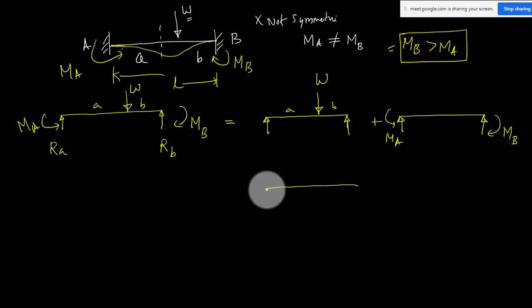Now we can draw the moment diagram for the simply supported beam with a load not at the center. What is the moment diagram? It is going to be like this. Maximum moment will come at the point of concentrated load. If we have a load like this, what is the reaction? This reaction will be W by L into B. This reaction will be W by L into A.